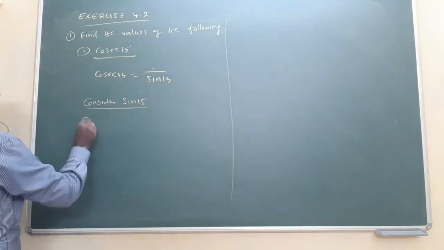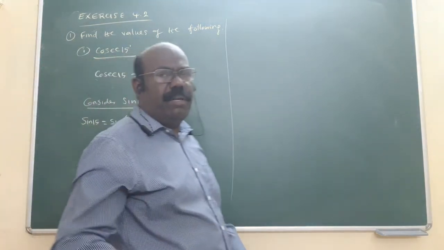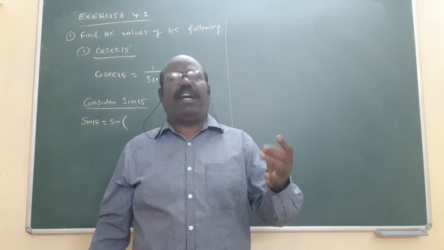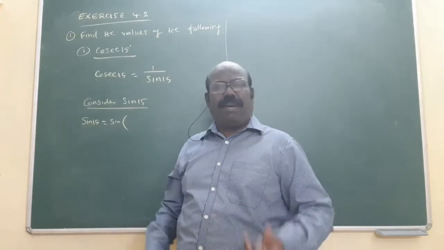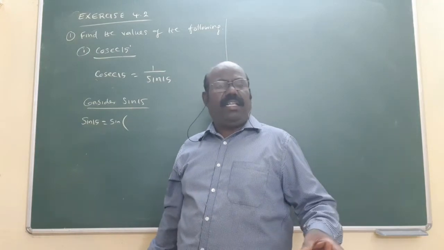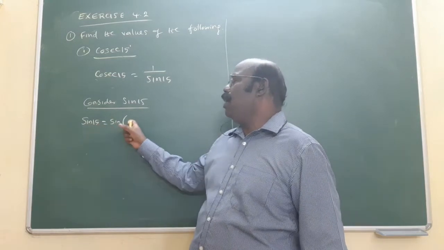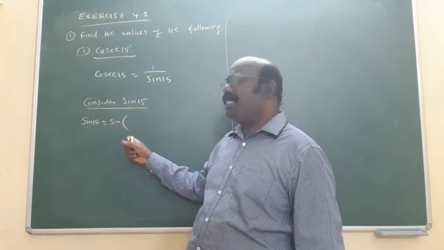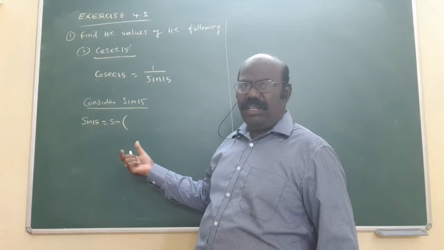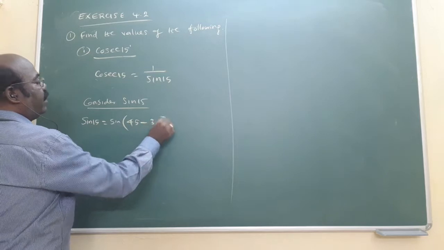We only know the values from the trigonometry table: 0 degree, 30 degree, 45 degree, 60 degree, 90 degree. So this 15 degree can be written in terms of 30, 45, 60. What is the method? 15 degree can be written as 45 minus 30 in one way, or otherwise 60 minus 45. You can write by any one method. I want to write 45 minus 30.